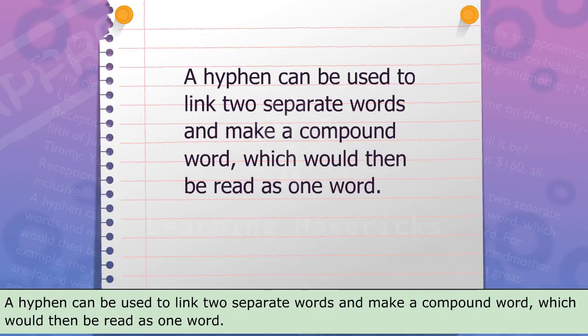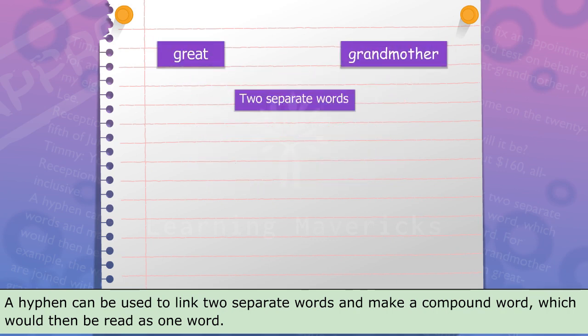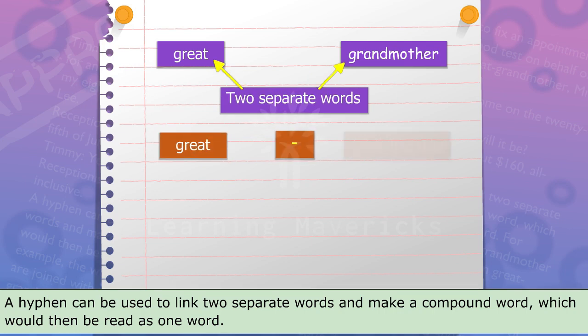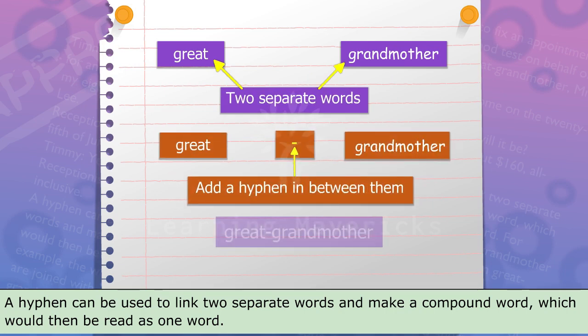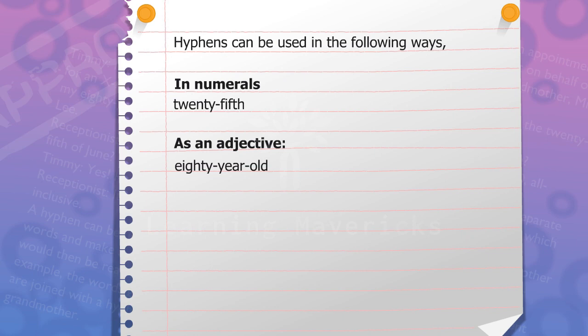A hyphen can be used to link two separate words and make a compound word, which would then be read as one word. For example, the words great and grandmother are joined with a hyphen to form great-grandmother. Hyphens can be used in the following ways. In numerals, for example, 25th. As an adjective, for example, 80-year-old.